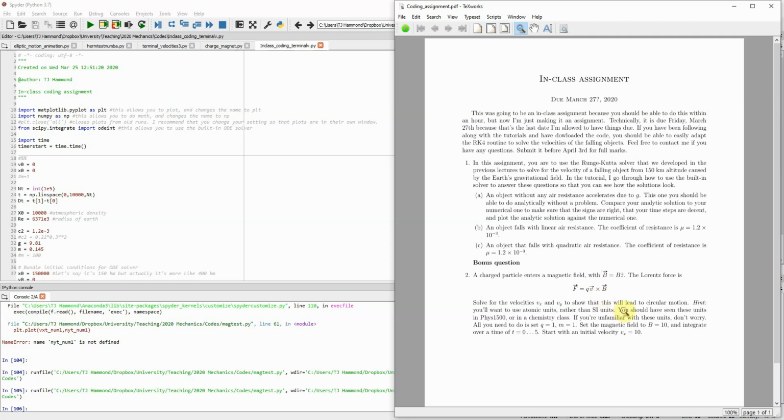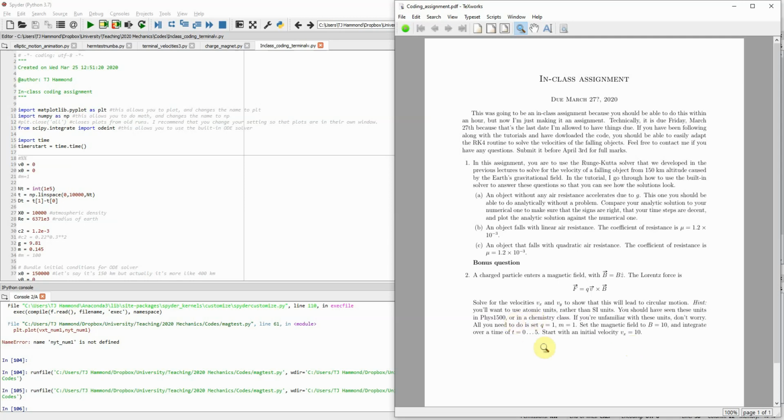Give a magnetic field equal to 10. That's actually an extremely weak magnetic field, but that's fine. And use an initial velocity in the x direction of 10. Of course these are atomic units, so an initial velocity of 10 isn't in meters per second, it'll actually be in terms of Bohr radii divided by the atomic unit of time, which is 152 attoseconds, if you remember how long it takes for an electron to go around a hydrogen atom.